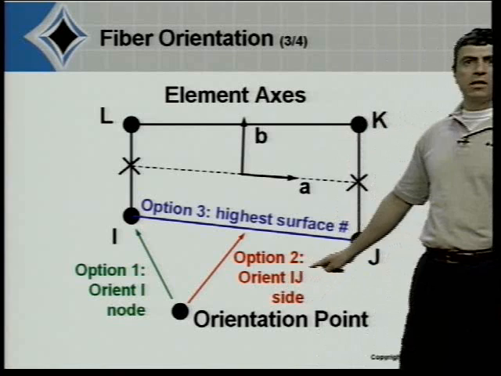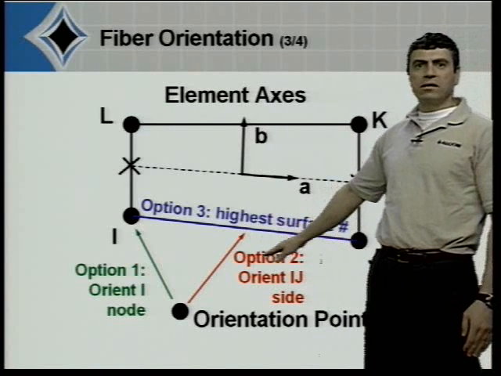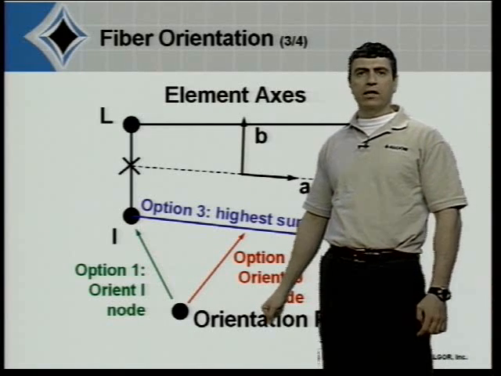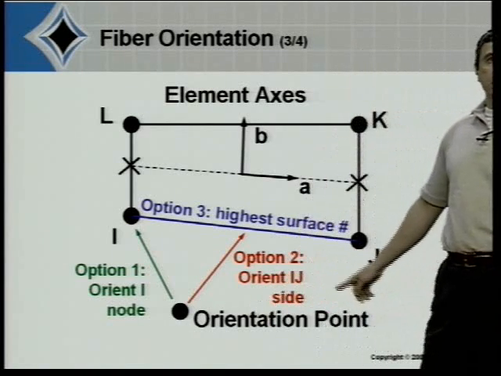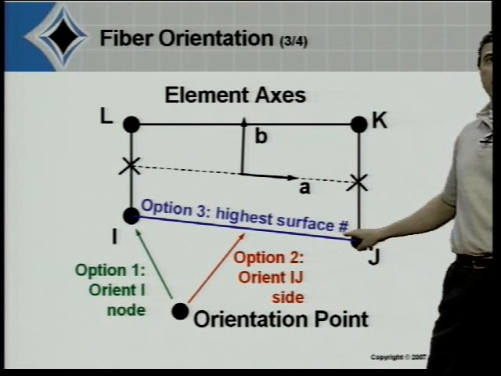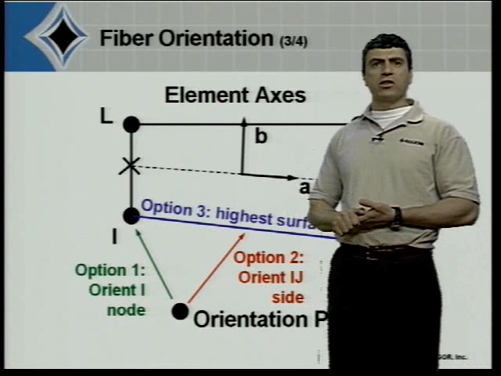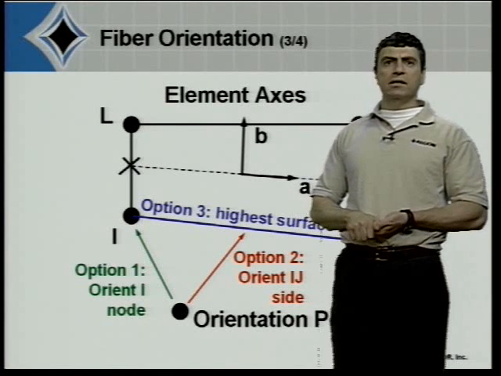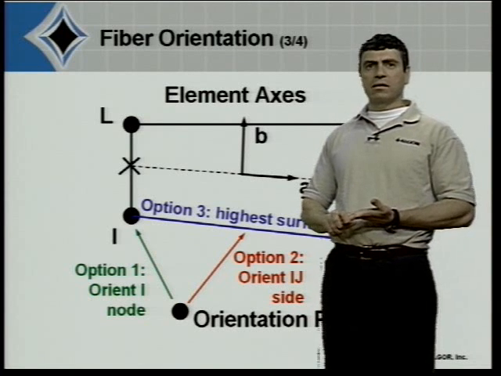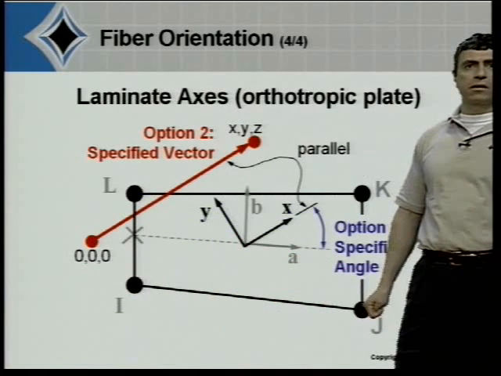The second option is to orient the IJ side, meaning the IJ side would be the one closest to the orientation point. And there's actually a third option, which is the highest surface number. The highest surface number will define the IJ. But really, in our composites, we don't care so much about the element axes A and B. We care more about the lamina and laminate axes, which we'll talk about in the next couple of slides.